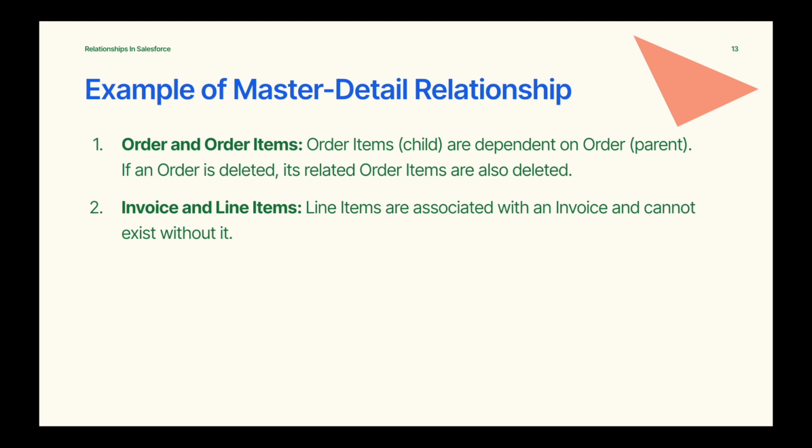Next, some of the examples which already exist in Salesforce developer orgs as a master detail relationship. One example is order and order items. Order item is a child object and is dependent on the order object, which is considered the parent object. They have a master detail relationship, so if an order is deleted, its related order items need to be deleted as well. Similarly, we have the same relationship with invoice and line items. Line item is a child object and invoice is a parent object there.